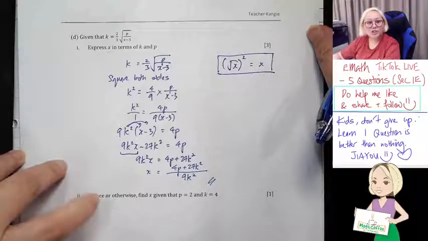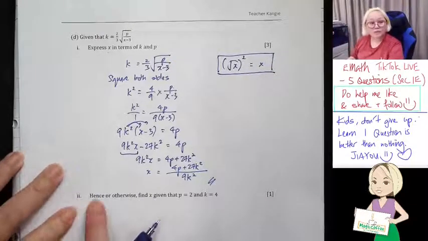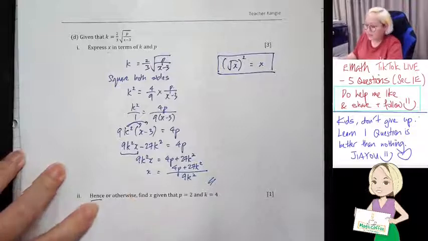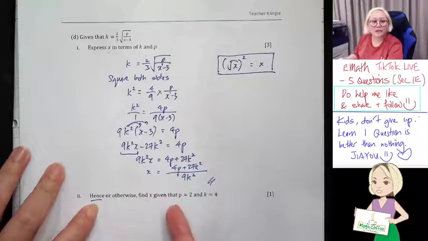So this is changing subject. Okay. At the bottom, they say "hence." Take note, when they use the word "hence," it means they want you to use the formula where you make x the subject, to find the p and to find the x when p and k are given.